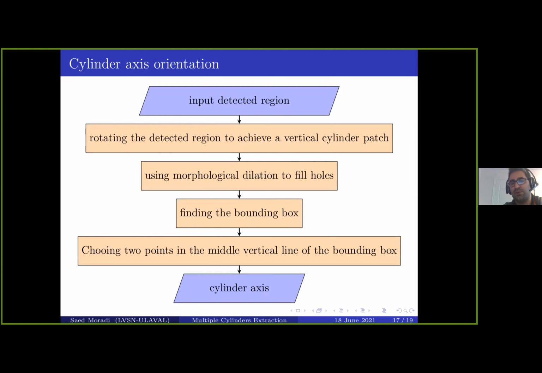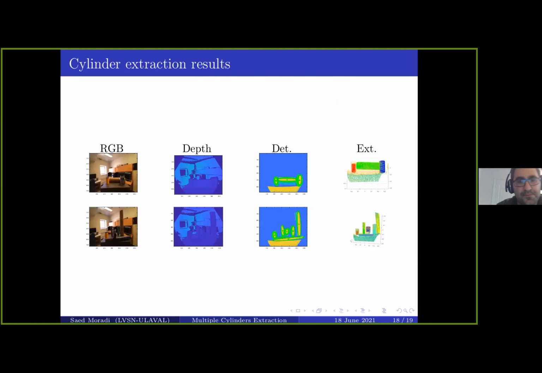And after finding the orientation axis, we can project all the points on the 2D plane and fit a circle to those points and find the center and the radius of the cylinder, or the circle.